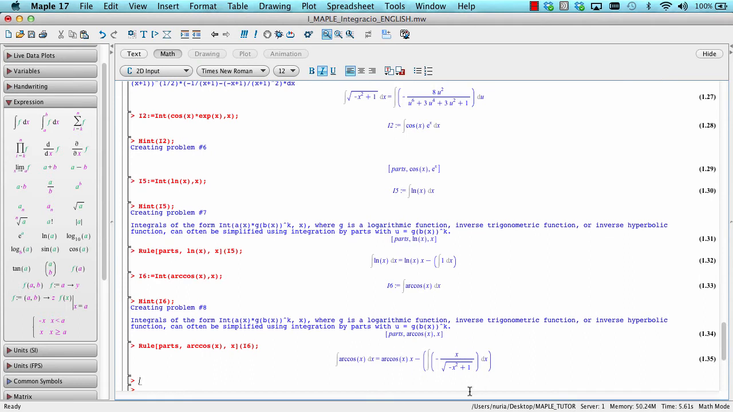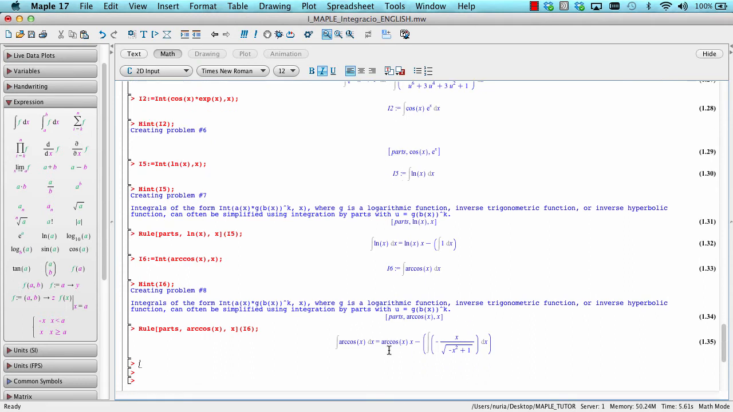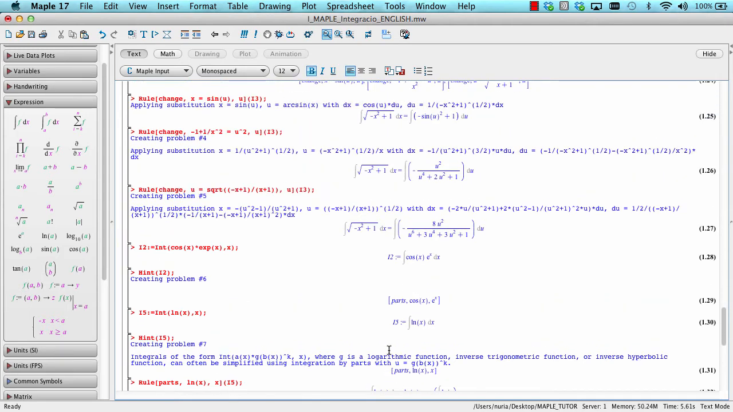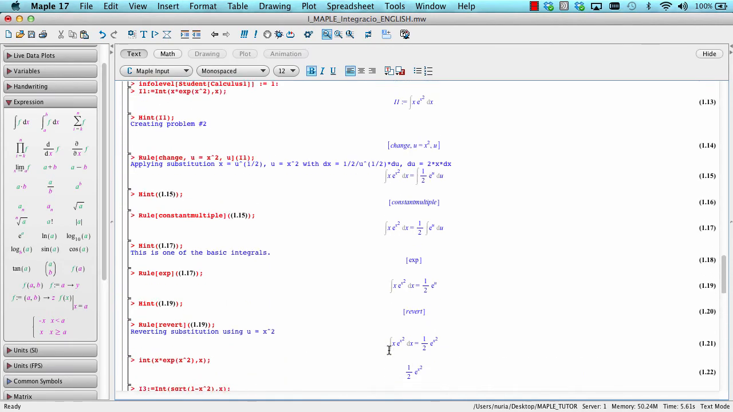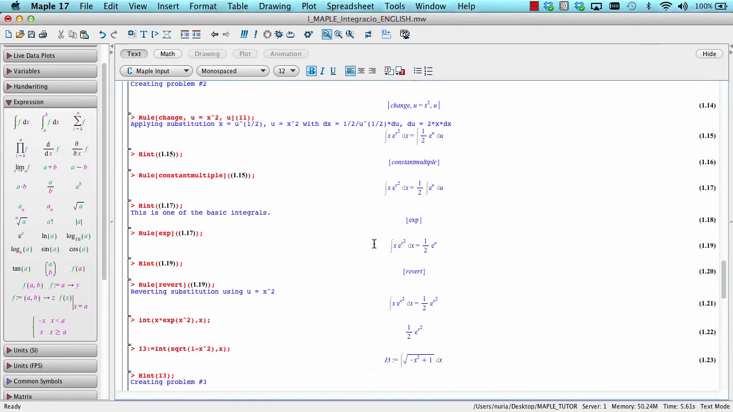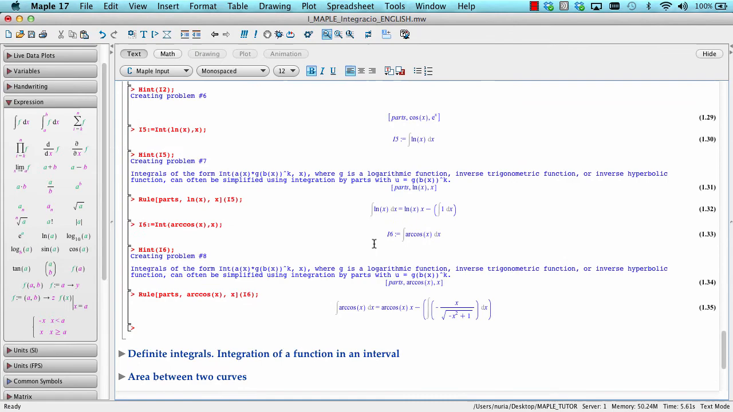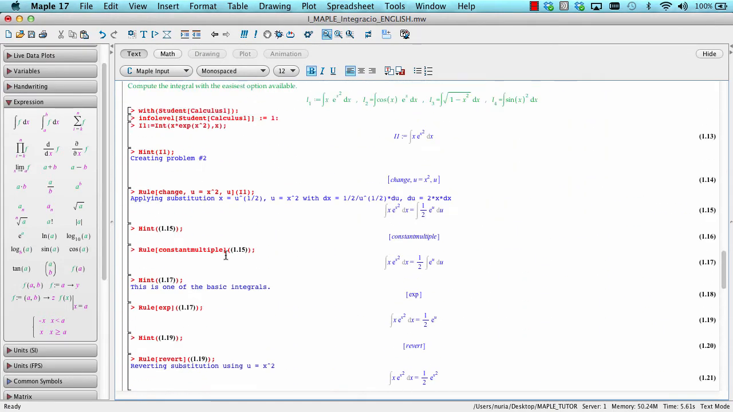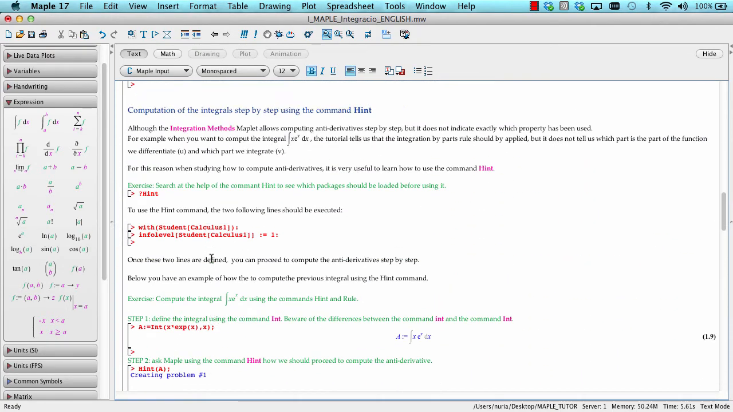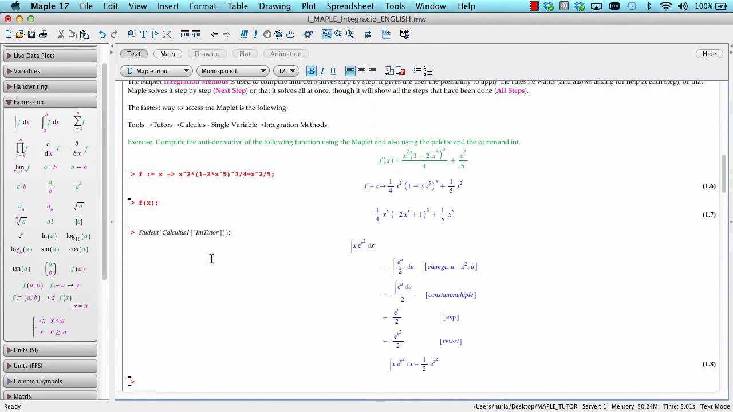And you should arrive to the integral of something like this. Okay, so this is really, really helpful while you are studying how to compute antiderivatives, because you can go step by step and check everything you need to check. For instance, you can start with this simple one with this change of variables and then go to more complicated integrals. So I suggest to use the hint command rather than using this tutorial, because this tutorial does not say step by step.